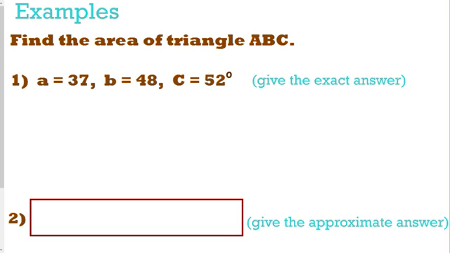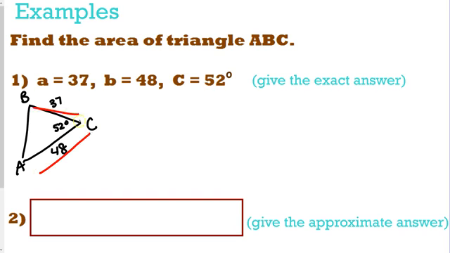We're finding the area of triangle ABC, and we're given in number 1 that side A has measure 37, side B has measure 48, and angle C has measure 52 degrees. If we were to make a sketch, of course it's not going to be to scale, but if we just sketch any old triangle ABC, across from angle A is 37, across from angle B is 48, and then angle C is 52 degrees. So you see we do have the information we need to use this formula because we have two sides and the included angle, the angle in between.